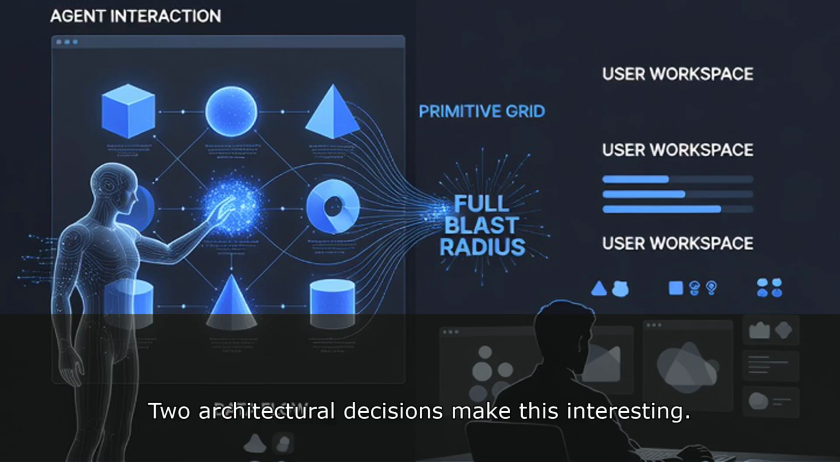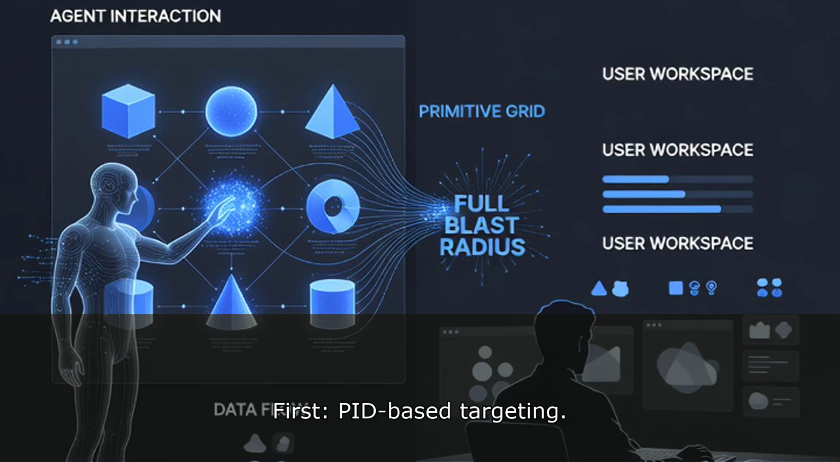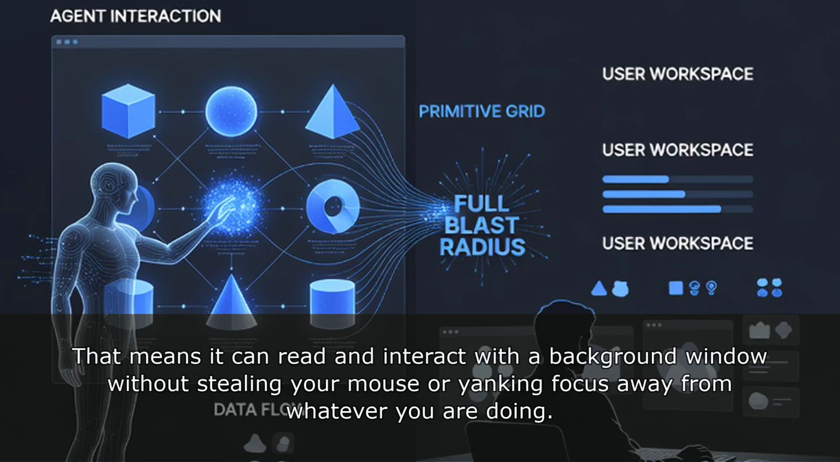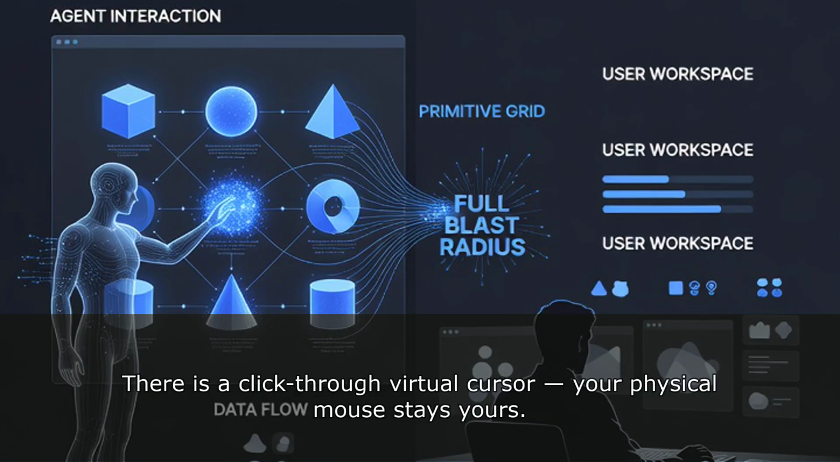2 architectural decisions make this interesting. First, PID-based targeting. The agent addresses applications by process ID, not by active window focus. That means it can read and interact with a background window without stealing your mouse or yanking focus away from whatever you are doing. There is a click-through virtual cursor. Your physical mouse stays yours.